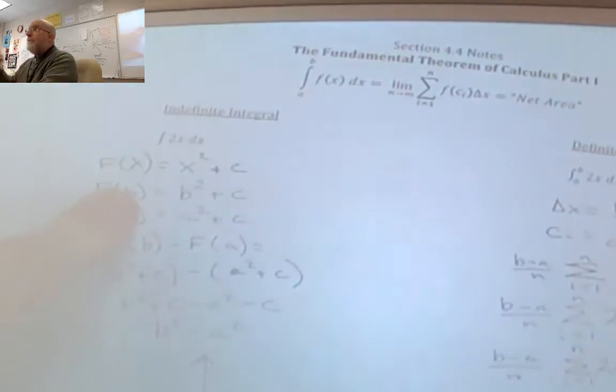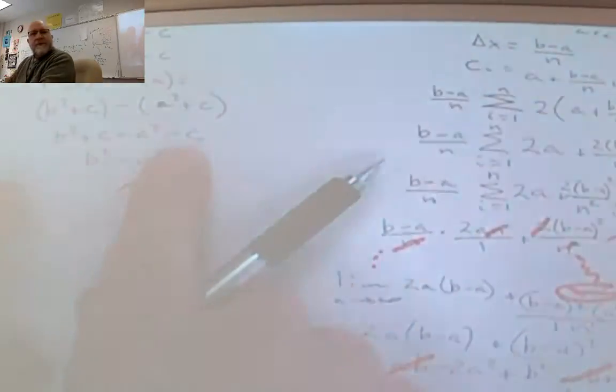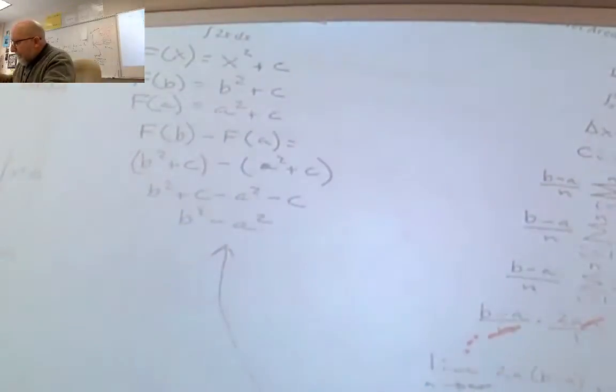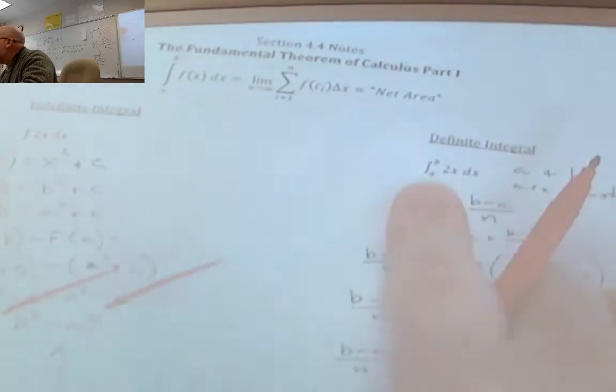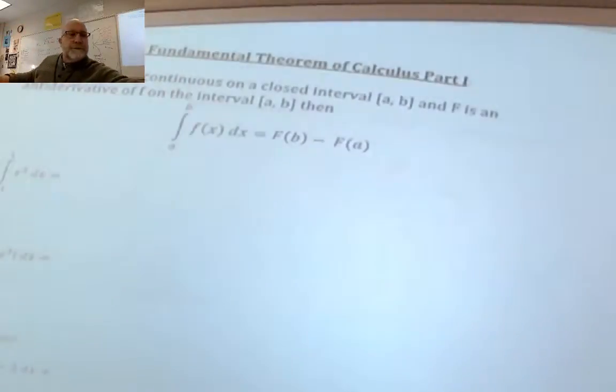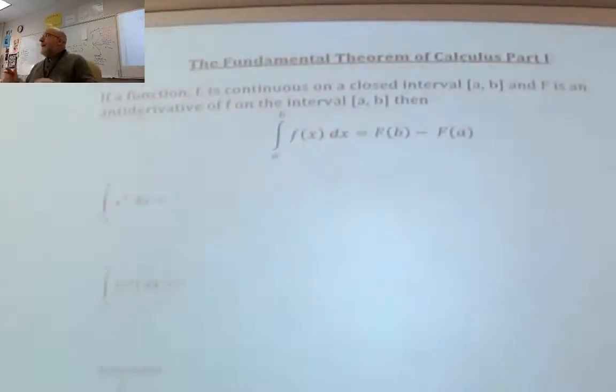And more importantly, I can ignore the plus C, because what happens to the plus C? They're gone, right? Every single time. I don't have to worry about that arbitrary constant when it's a definite integral. Page 2. So this is a big, big, big deal because we are tired of doing limits.